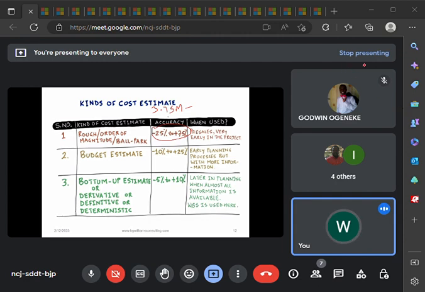75% is this: 3.75. You can see plus 75%. So 3.75 plus 5 million will be what? 8.75 million.